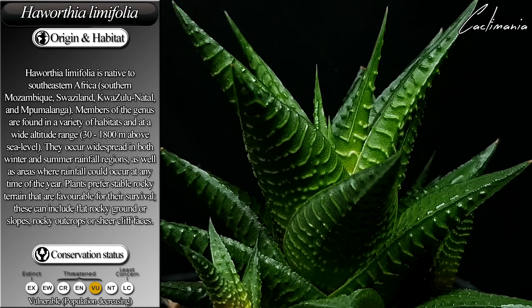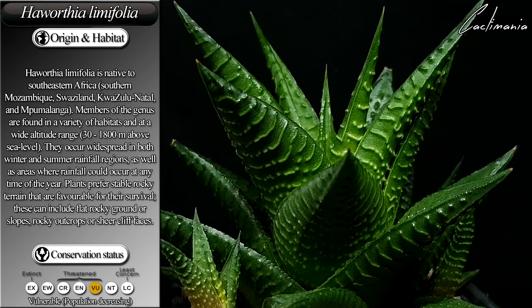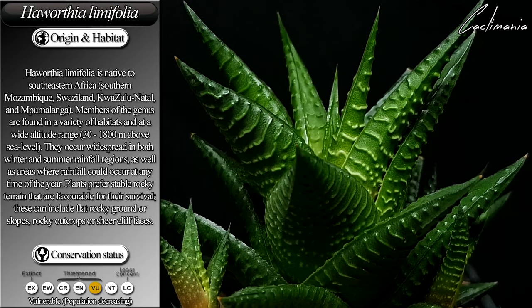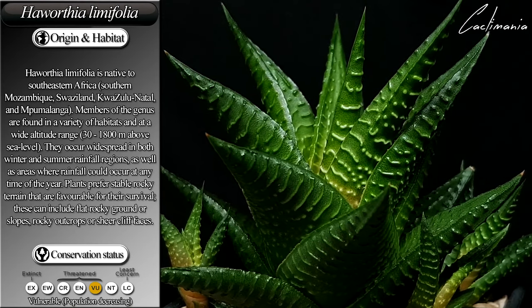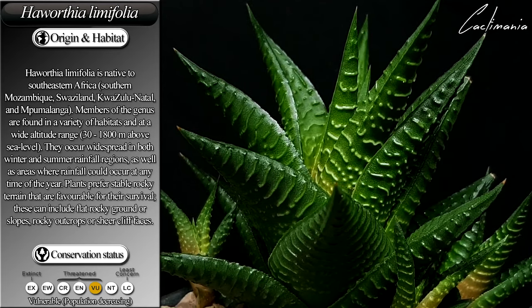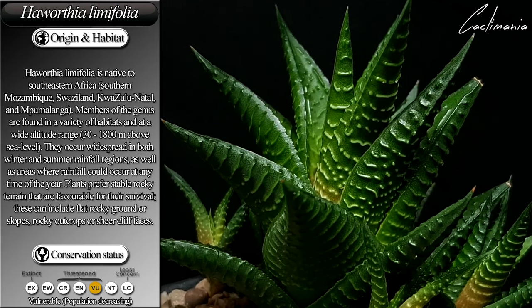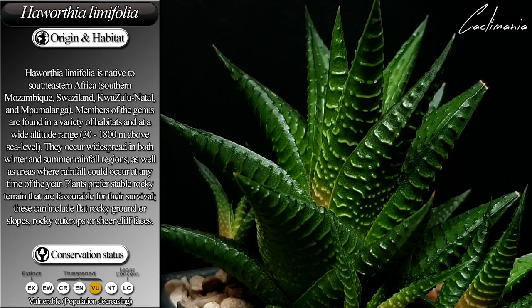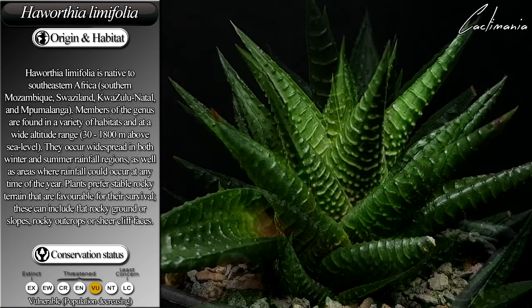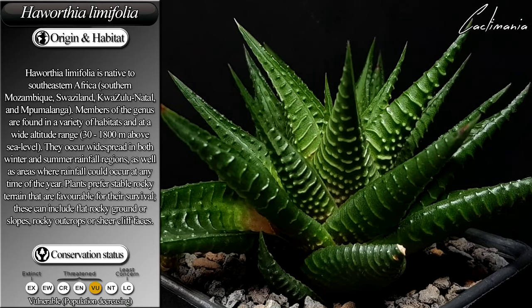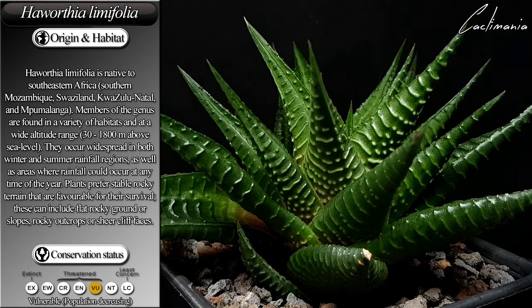Haworthia limifolia, origin and habitat. Haworthia limifolia is native to southeastern Africa, southern Mozambique, Swaziland, KwaZulu-Natal, and Mpumalanga. Members of the genus are found in a variety of habitats and at a wide altitude range, 30 to 2,800 meters above sea level.